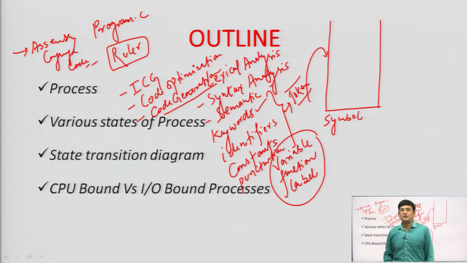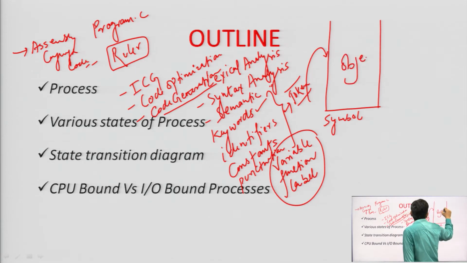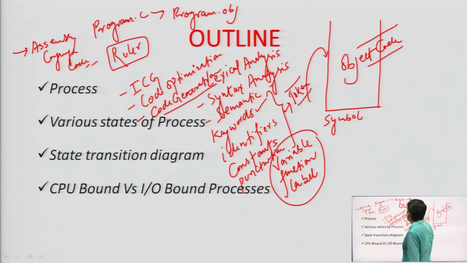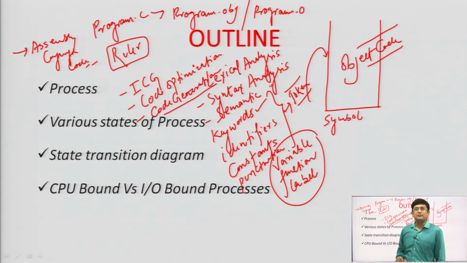This assembly language code is the object code. This also is called the object code. So, what have we done? We have actually created the object code with the help of the compiler. If my file was program.c, now it has been converted to program.obj or program.o. So, this is the file which has been created as a process of the compilation.